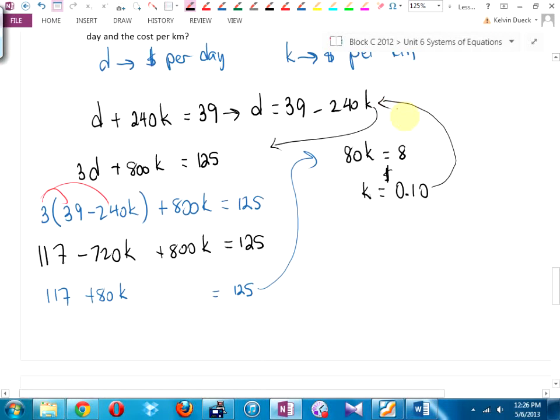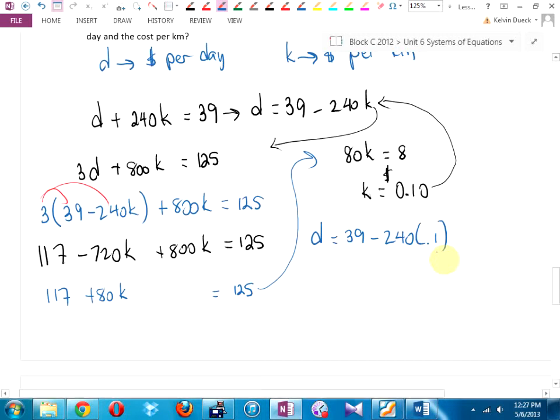Stick that there. D equals 39 minus 240 times 0.1. I think 240 times 0.1 is just going to be 24. I think it's really 39, take away 24. Is it 15? Someone double check me. Amber, 15? Yeah, 15. 39 minus 240 times 0.1.